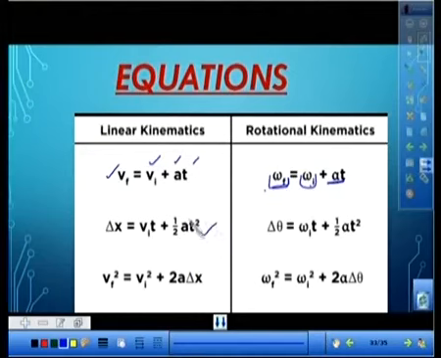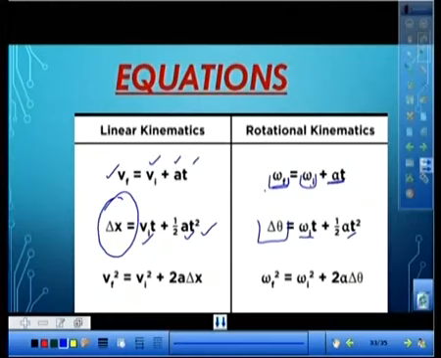Similarly, there is a second equation, s is equal to initial velocity into t plus half at square. So what is x here? It is displacement. Now it is replaced by angular displacement. Initial velocity is replaced by angular velocity and acceleration is replaced by angular acceleration. So you have the equation theta is equal to omega t plus half alpha t square.